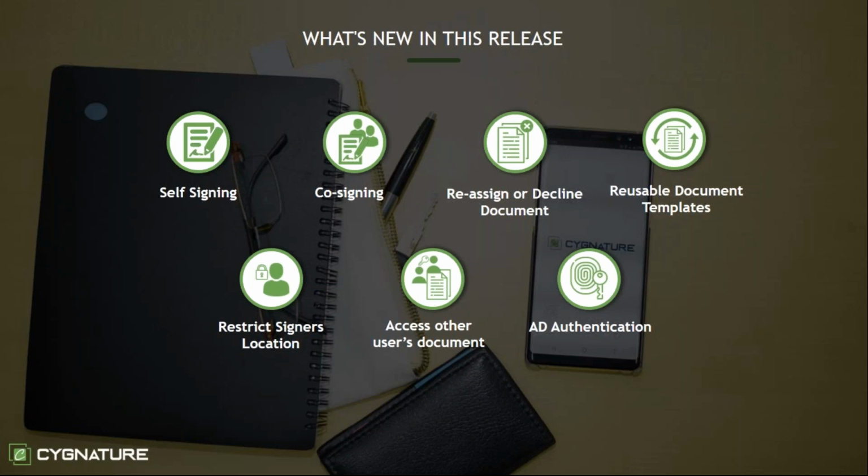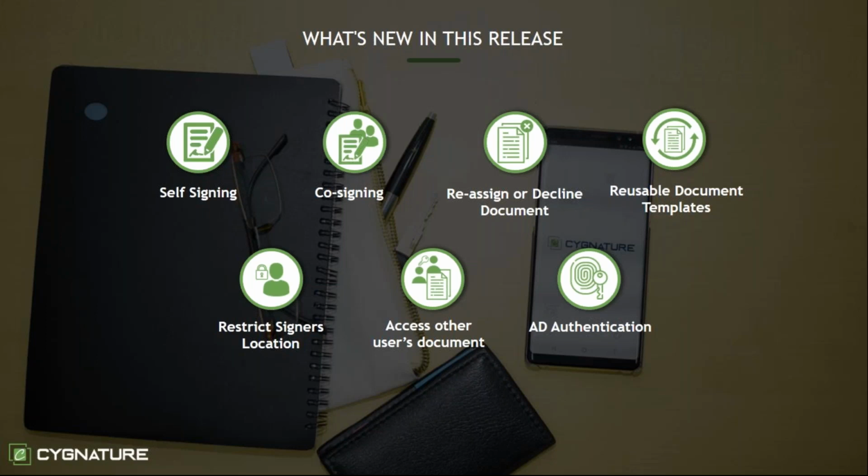Next we have is you can reassign the document or decline the document. So if you don't want to sign the document, you can just reassign to somebody from your colleagues or your team. Reusable document templates is where you can define a template with number of signers, number of observers, and the type of signature, and you can reuse the same template again and again. You can just change the signers and everything.